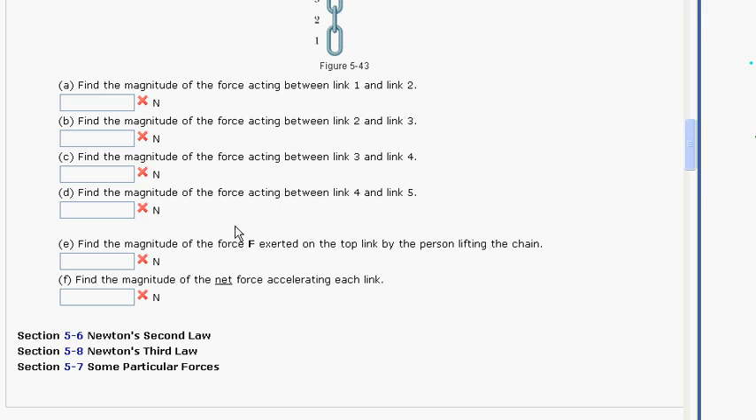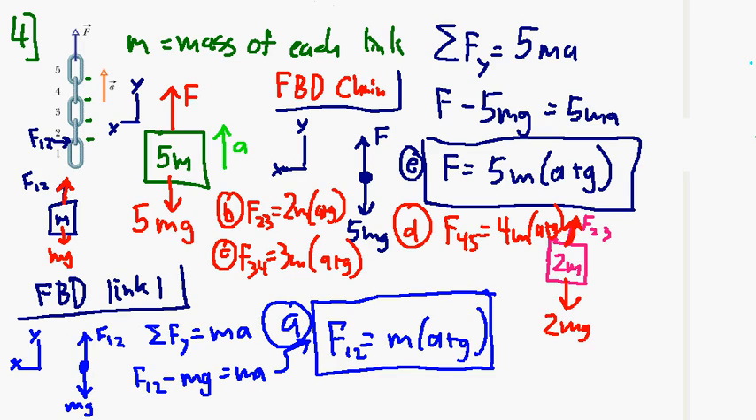And we are asked to find the magnitude of the net force accelerating each link. Well, you know, this shouldn't be very hard either. But just to flesh it out, the net force is just ma, right? So remember when we had Newton's second law.